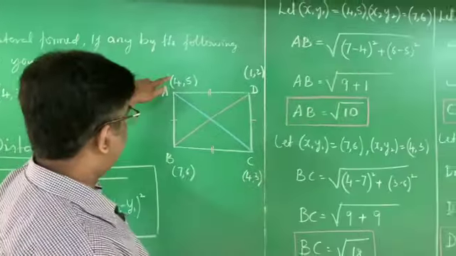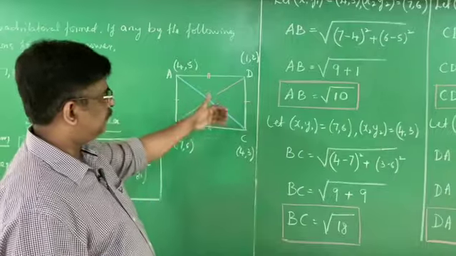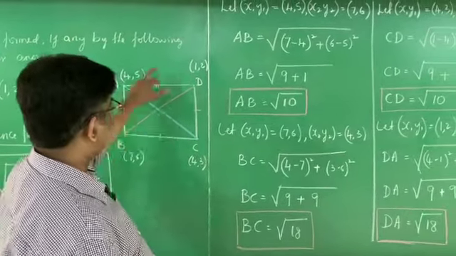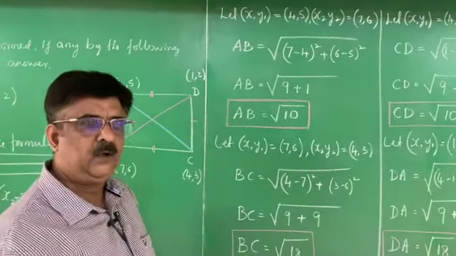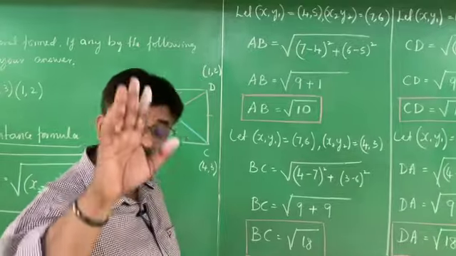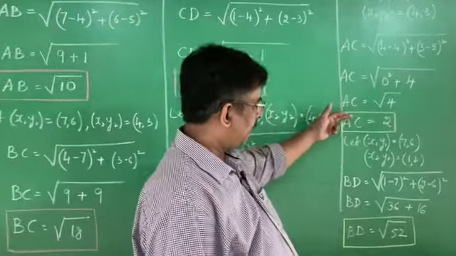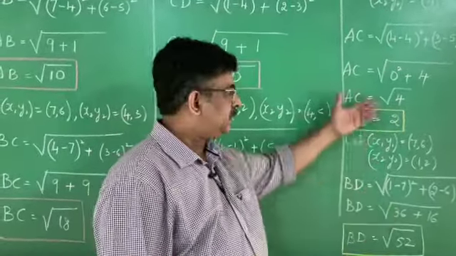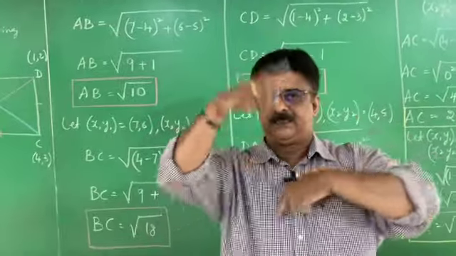Write a rough figure of a quadrilateral. Identify the vertices going in a cyclic manner. Then identify the length of each side by using the distance formula. In this case, what happened? When I identified the sides, I understood that opposite sides are equal. Opposite sides are equal means two quadrilaterals come to my mind: one is the rectangle, another one is the parallelogram. In the case of a rectangle, diagonals are equal. In the case of a parallelogram, diagonals are not equal. Here, I calculated the measurement of the diagonals. Diagonals are not equal. Why? Because one is 2 and this is root 52. Since diagonals are not equal, I can conclude that this quadrilateral is a parallelogram, because opposite sides are equal and diagonals are not equal.